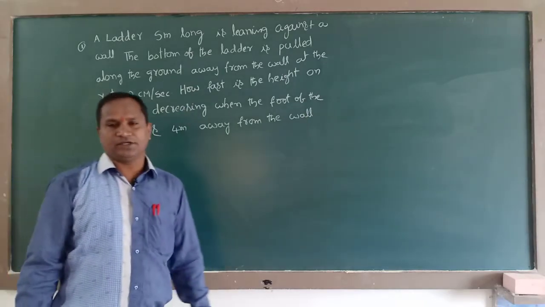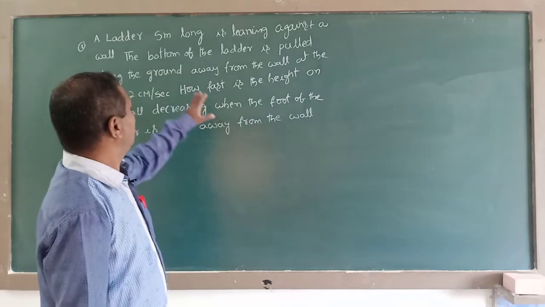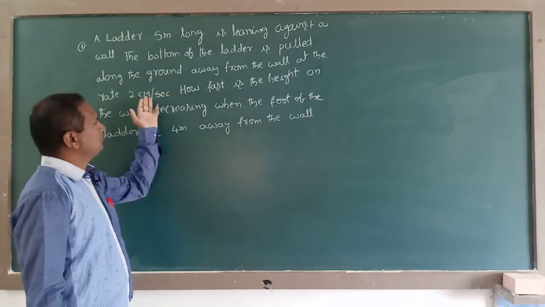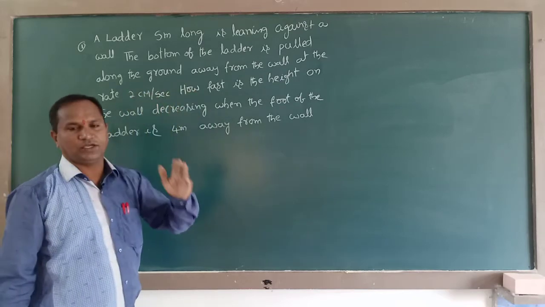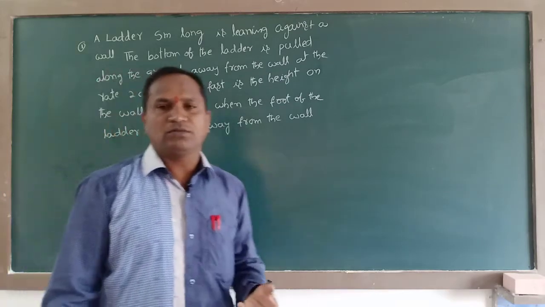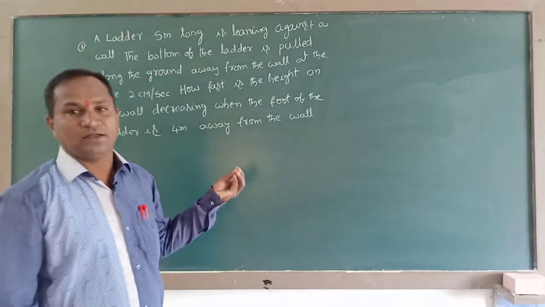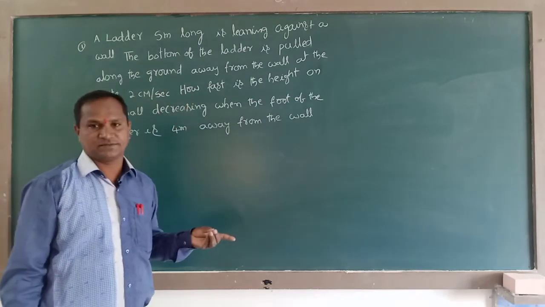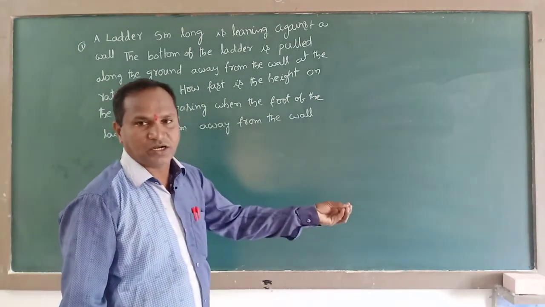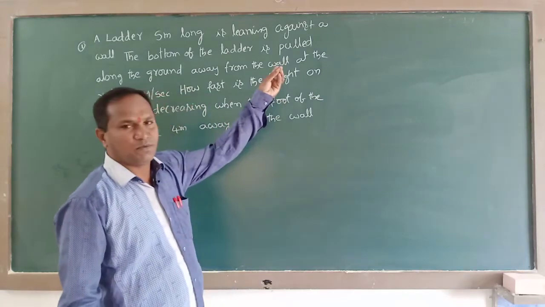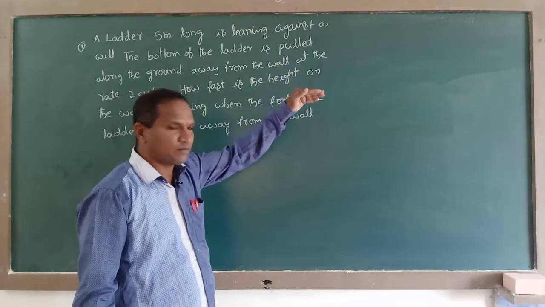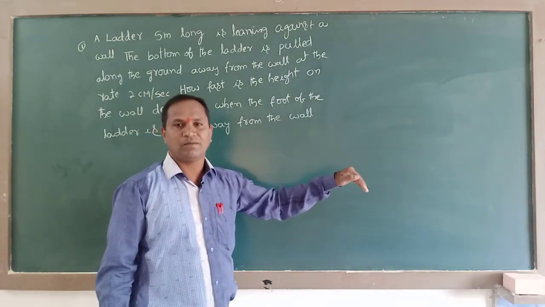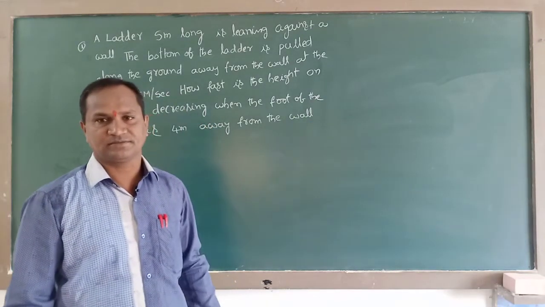They gave one ladder here. The bottom of the ladder is pulled away from the wall. If you move the bottom of the ladder at the rate of 2 centimeter per second away from the wall, the top of the ladder will come down. Will come down means how much it is decreasing. About that we are going to find.